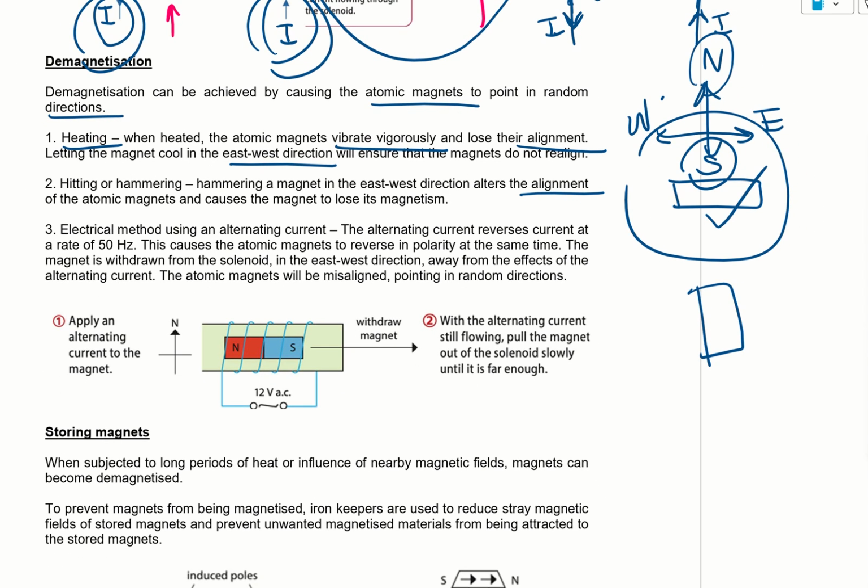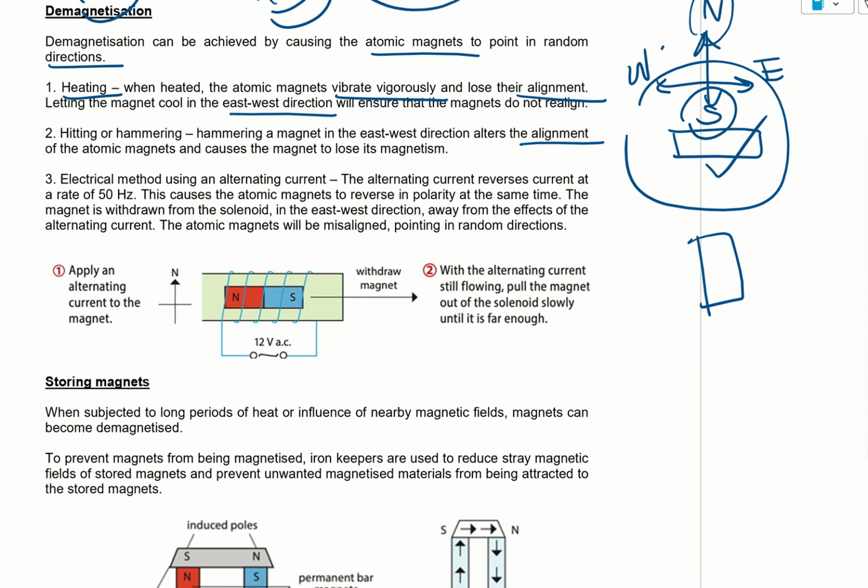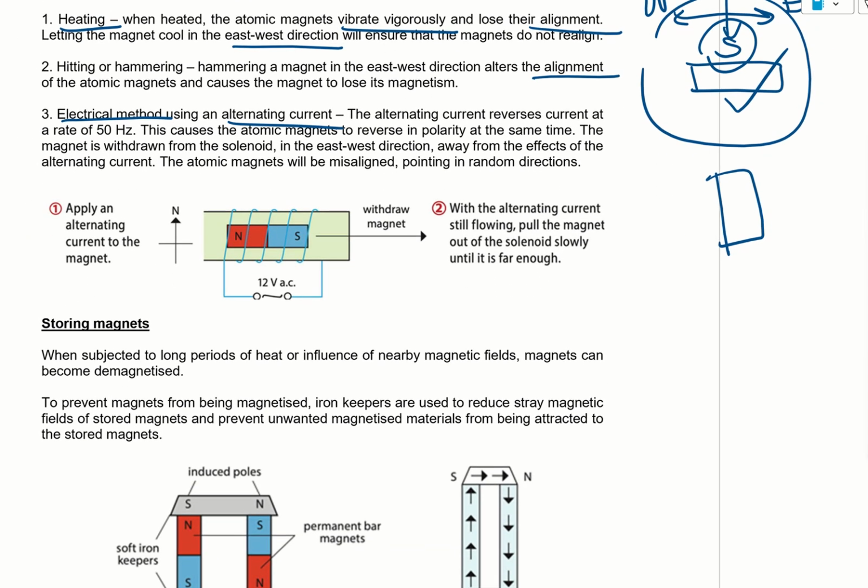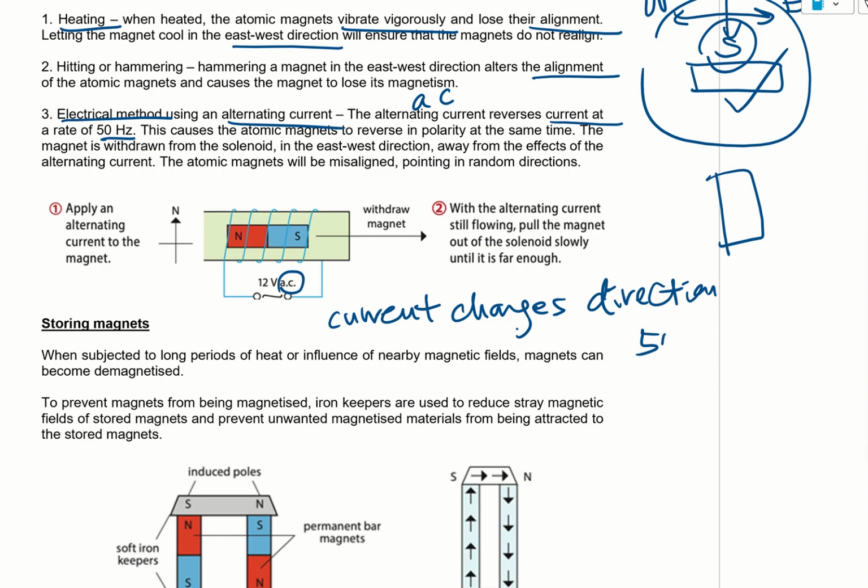Then, just now the second method for magnetizing was using the electrical method. We can also use the electrical method for demagnetizing, but this time we are using an alternating current. What is alternating current? AC. It means that the direction of the current keeps changing. The alternating current in Singapore is about 50 hertz. That means the current changes direction 50 times a second.